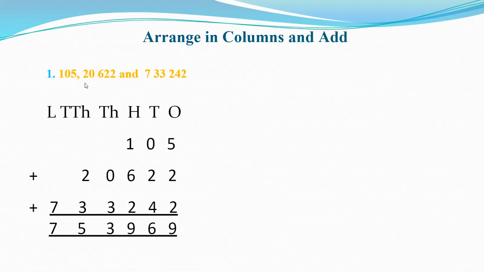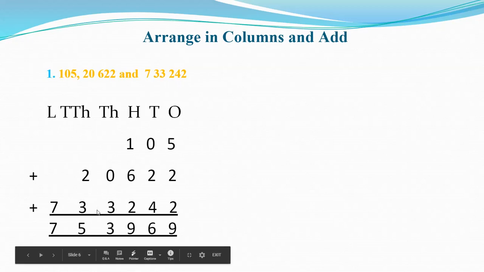And the second number is 20,622. And the third number is 7,33,242. 7 we will write under the column of lakh. 3 is ten thousands, 3 is thousands, 2 is hundreds, 4 is tens, 2 is ones. So we will add these numbers.